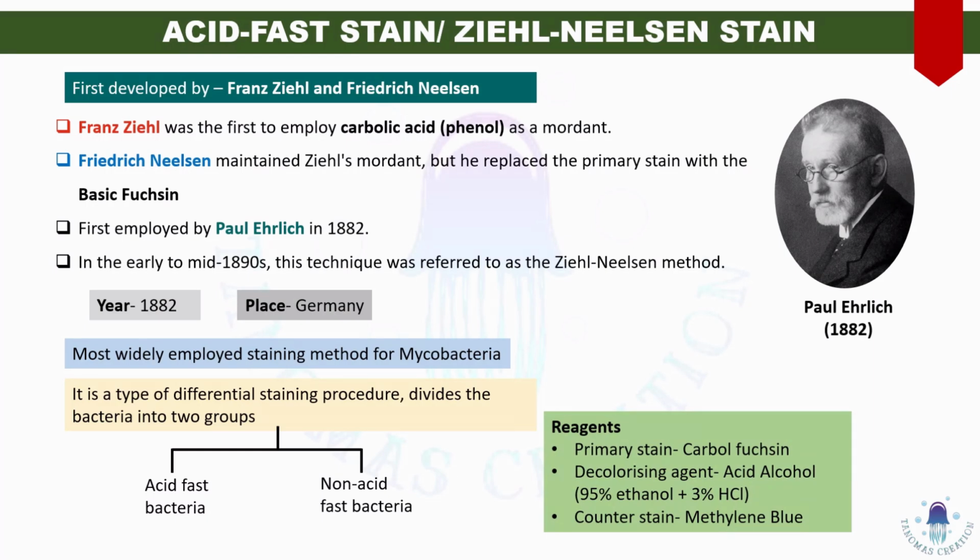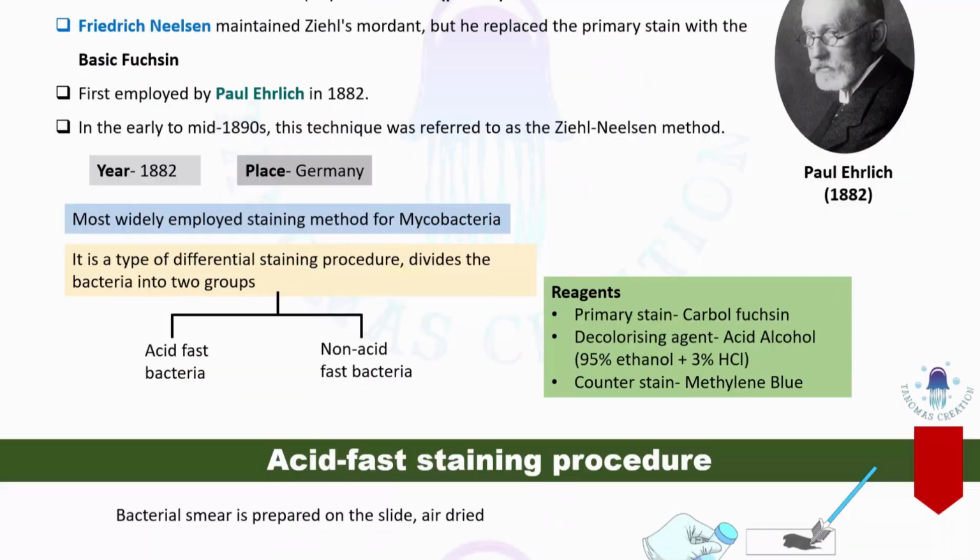So the reagents that are used in this acid-fast stain are a primary stain, a decolorizing agent and a counterstain. For the primary stain, carbol fuchsin is used. For the decolorizing agent, acid alcohol is used, that is the combination of 95% ethanol plus 3% HCl. And as a counterstain, methylene blue is used.